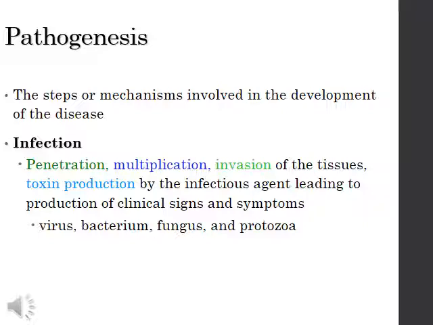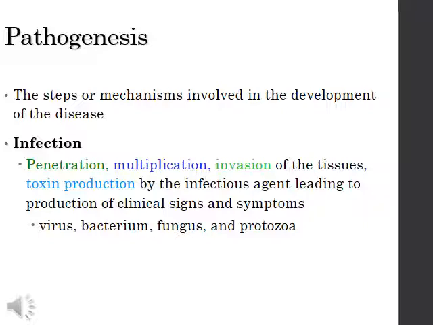It means when bacteria first encounter the host cell, they penetrate into the host cell and then multiply within the cell or on the cell. Then, after reaching a large number, they invade the tissues or the surrounding tissues. And if bacteria have genetic material for toxin production, they also produce toxins. All these things are involved in the appearance of signs and symptoms. So this is actually infection.